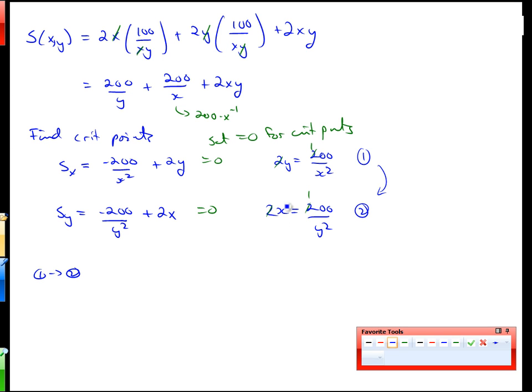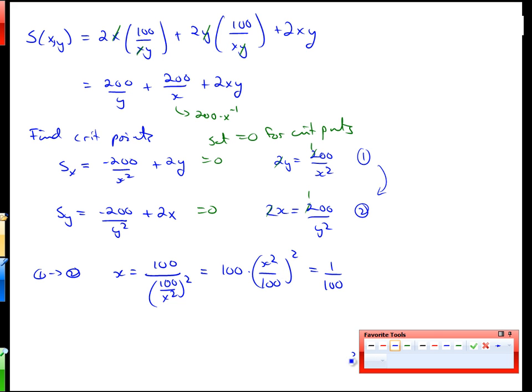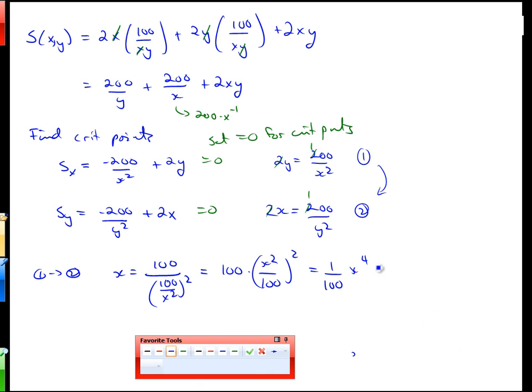Substituting 1 into 2 will give us X equals 100 over Y squared, with Y being 100 over X squared, all squared. A better way to write that is 100 times the inverse, X squared over 100, all squared. We get 100 divided by 100 squared, that's 1 over 100, and we get X to the fourth. So what does that tidy down to? That gives us X equals X to the 4 over 100.